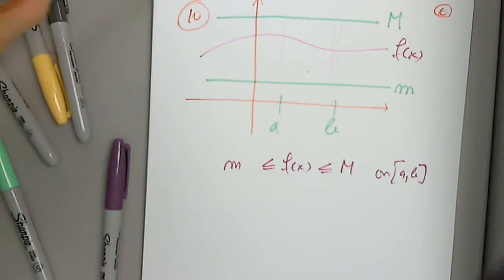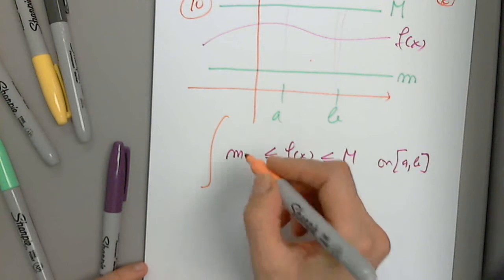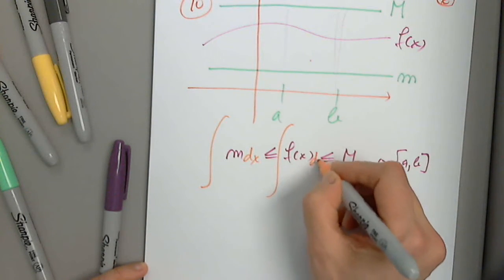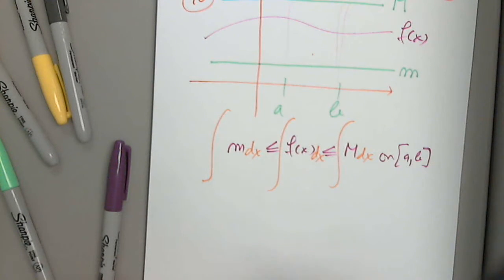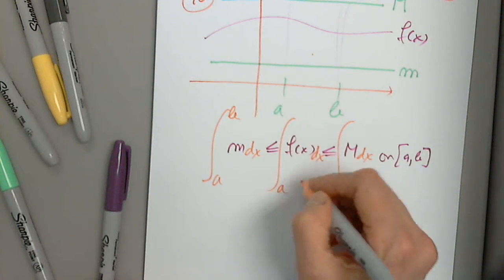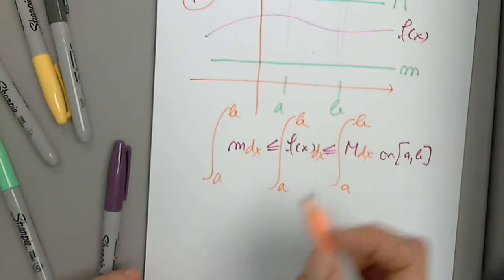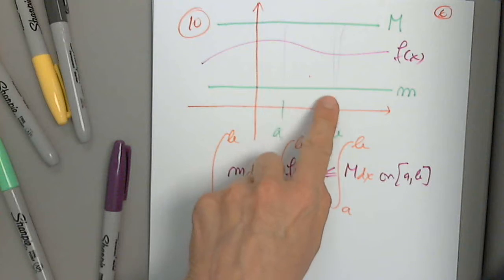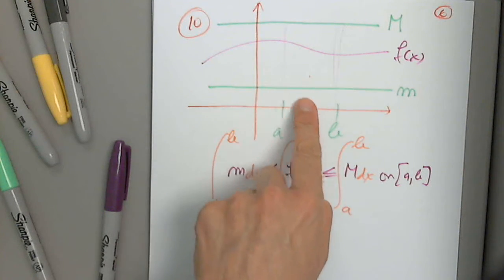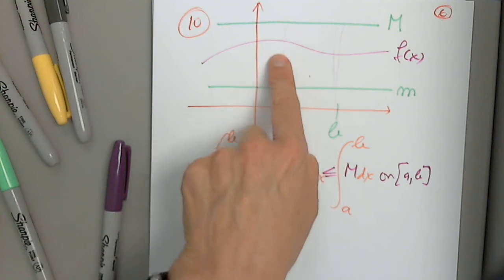Would you agree? Yes? Then the integral of m dx, the integral of f of x dx, and the integral of uppercase M dx, of course from a to b, they have to fulfill this relationship as well. So if the function is in between, obviously this area is smaller than this area, which is smaller than this area.